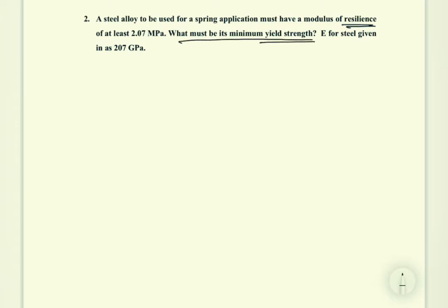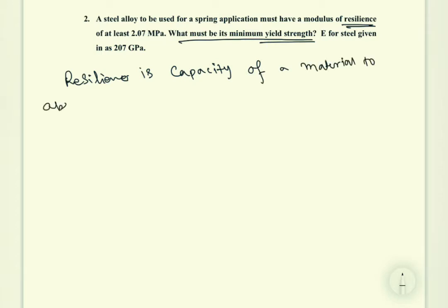So resilience is the capacity of a material to absorb energy when it is deformed elastically.